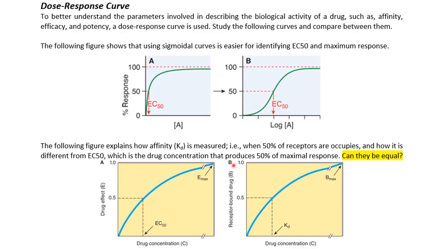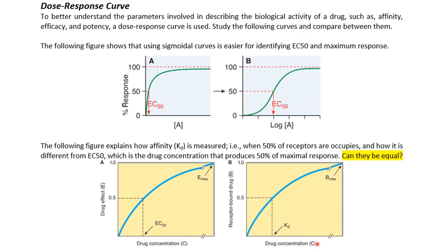Okay, so the first thing we want to look at using the curve is the affinity for a drug, which is the response when 50% of the receptors are occupied. So this is represented by this curve here. The KD value: on the x-axis you have the drug concentration, on the y-axis you have the percentage of receptors occupied.